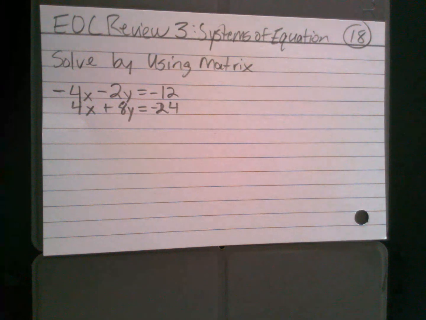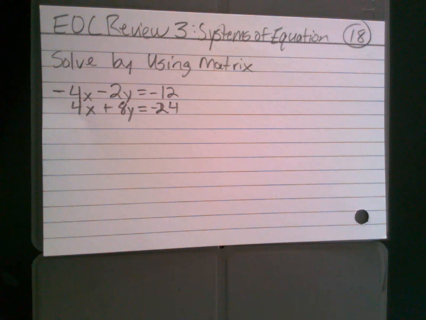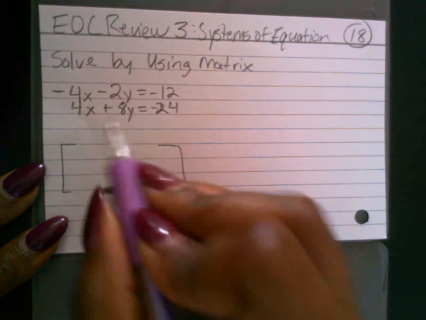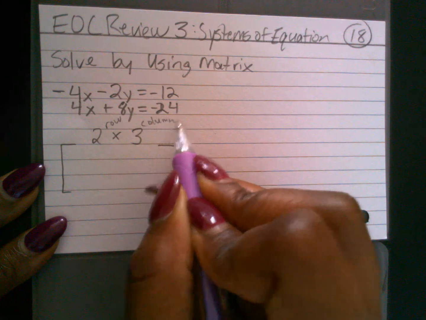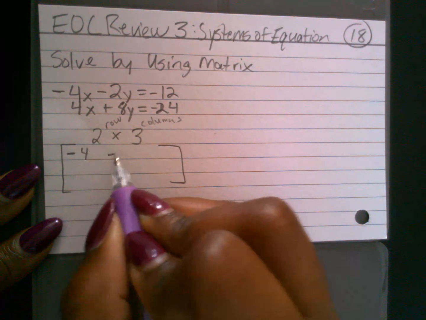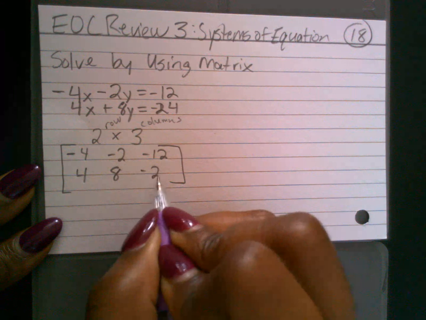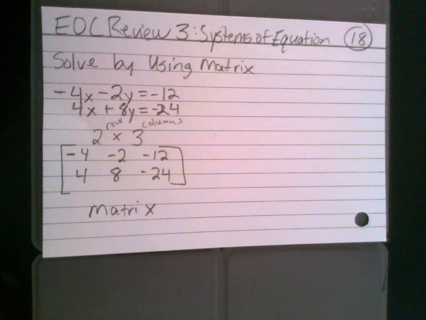Now you can only use the matrix when you have them lined up. The x has to come first, then the y term, then the constant on the other side of the equal sign. It has to be set up in this order. Now you're going to do the matrix. A matrix by definition is a list or an array of numbers, okay? You have two rows and 3 columns. The first row is just write the numbers, not the variables: -4, -2, -12. The second row is 4, 8, and -24. Make sure it's lined up just like that. This is a matrix. Array is the same as saying a list.